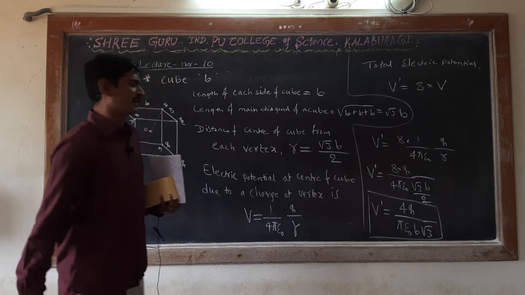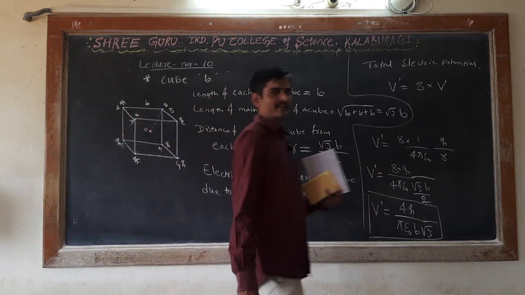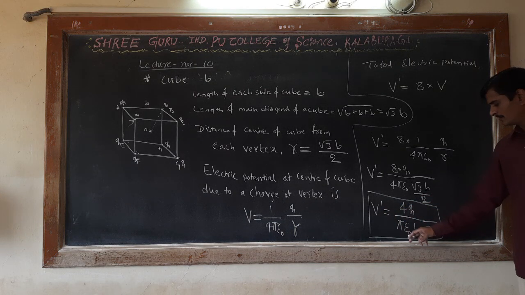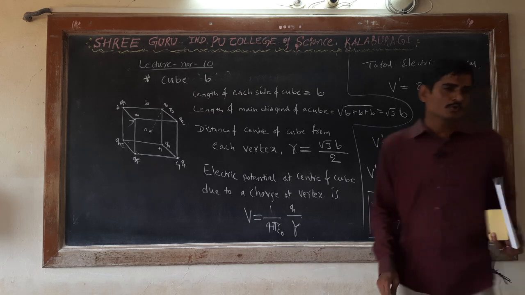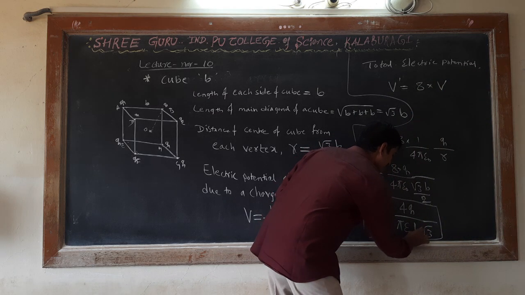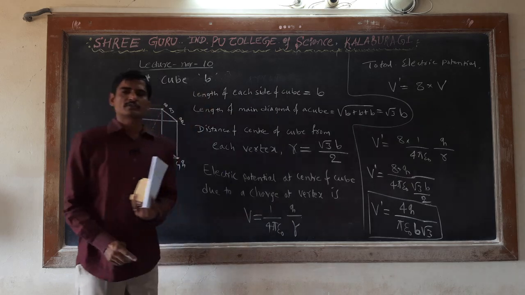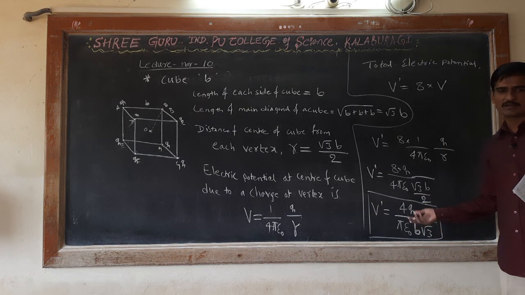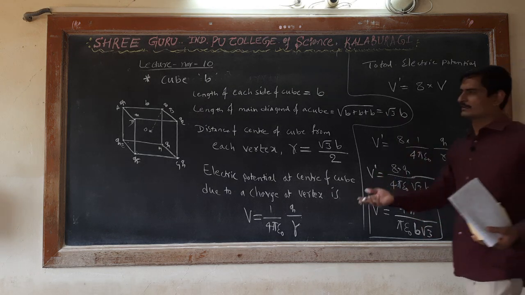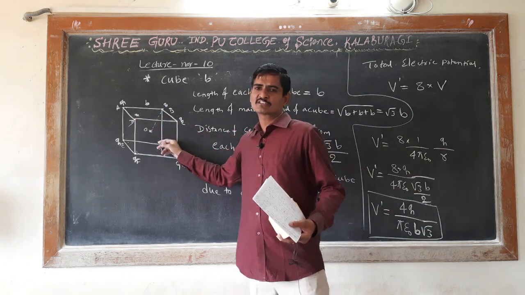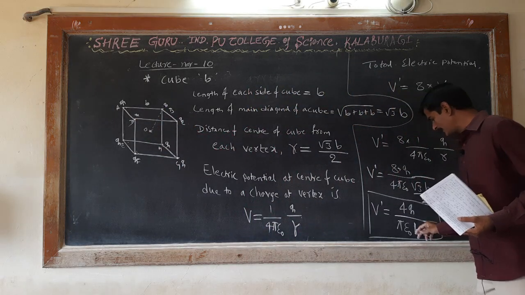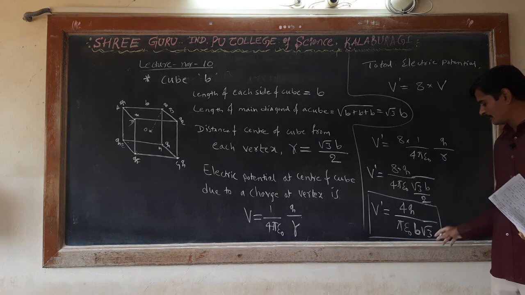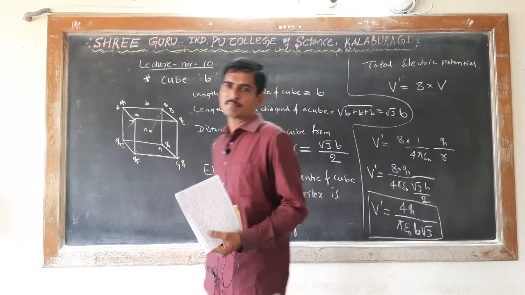Okay, this is the electric potential at the center of the cube. The electric potential at the center of the cube is V dash is equal to 4q divided by pi epsilon naught b into root 3, where b is the side of the cube. This you can use as a standard formula. If some other numerical is given, where the value of the charge q and each side of the cube are given, then substitute the values and get the answer. You can do it directly also if you remember that formula.